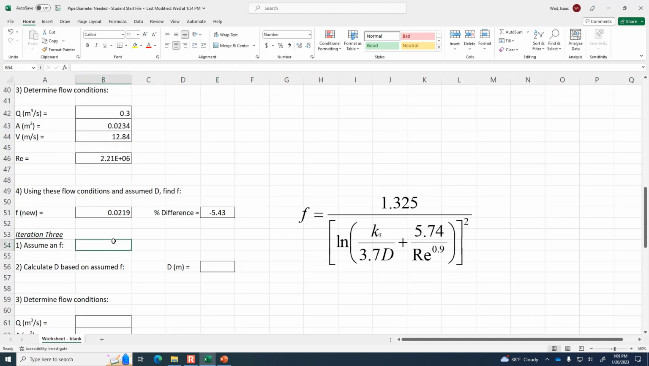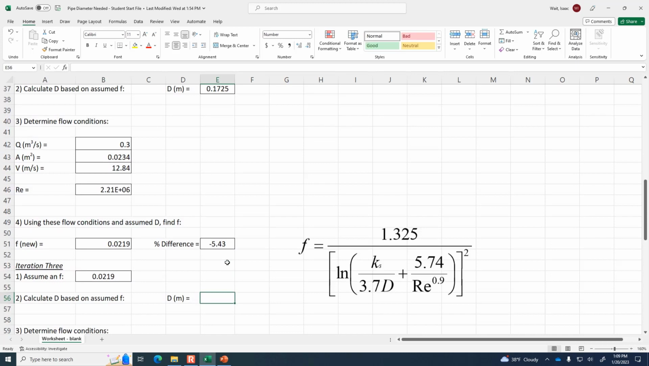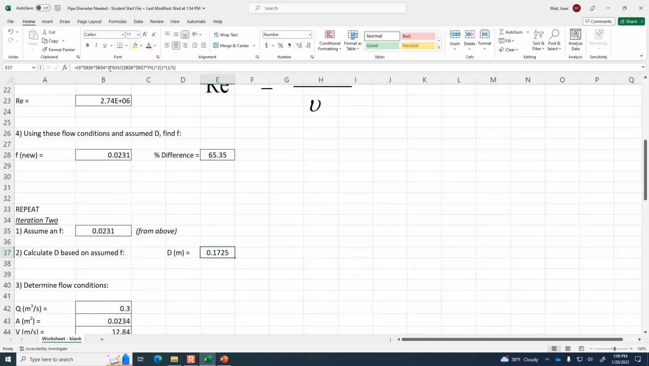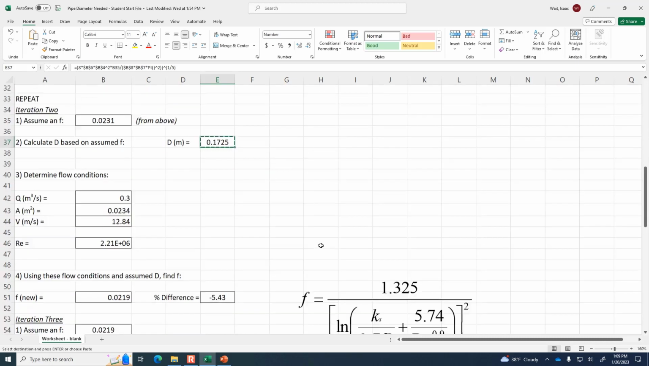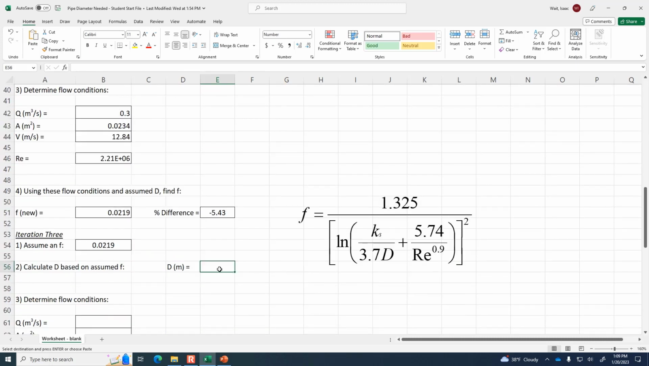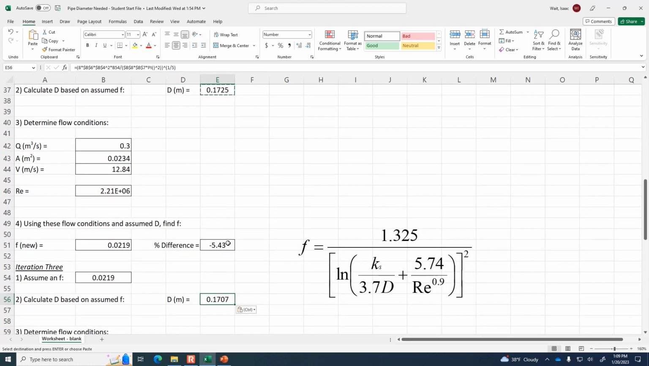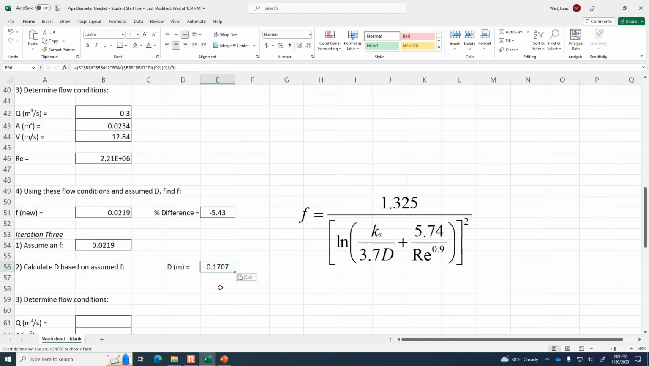So now at the input of iteration 3, we're just going to use the output F value from iteration 2. And now, rather than typing the formula for D, I'm just going to go up here to my equation for D, press Control-C to copy, and down here press Control-V to paste. So the diameter changed a little bit. It went from 0.1725, and now it says 0.1707, so it's making less drastic changes as well.